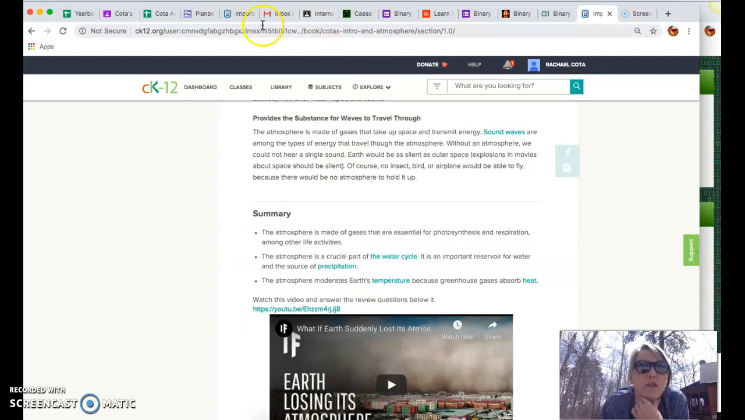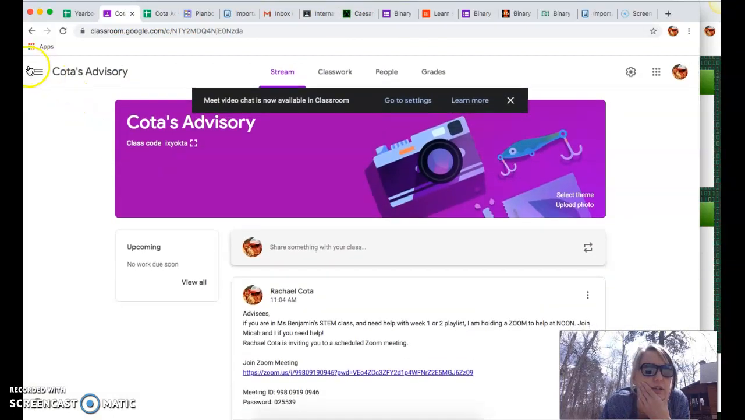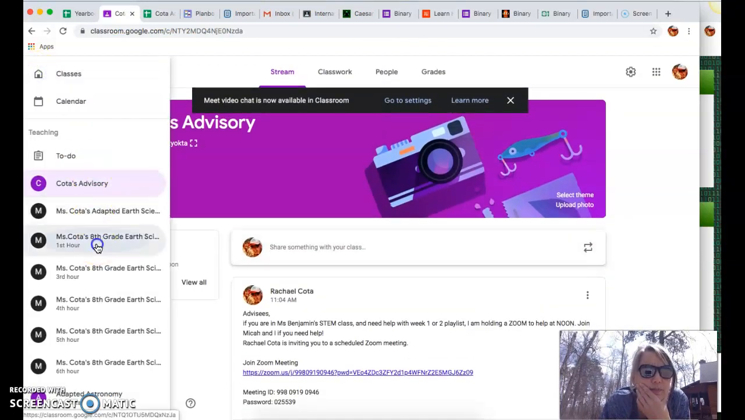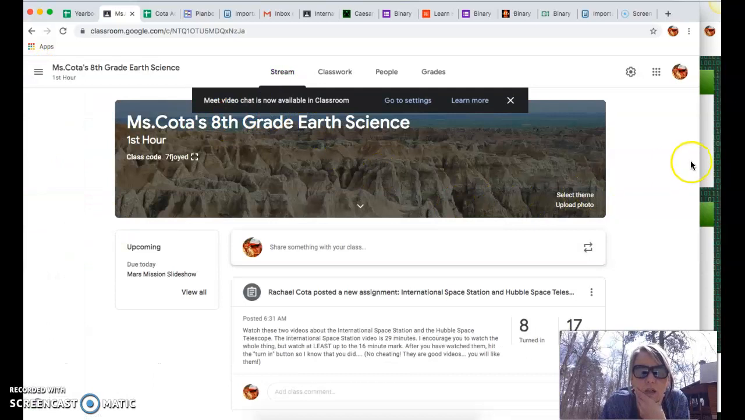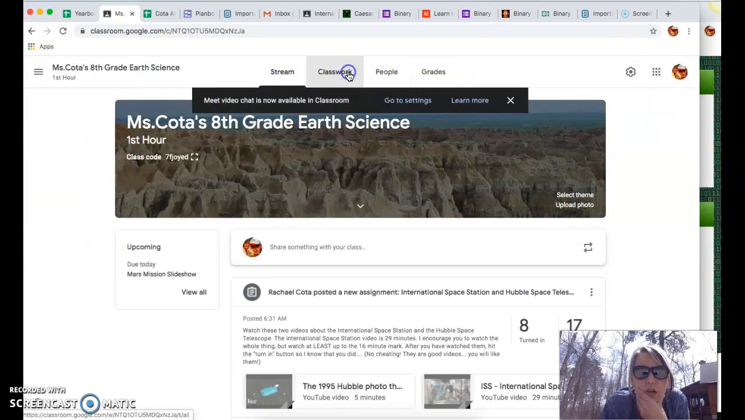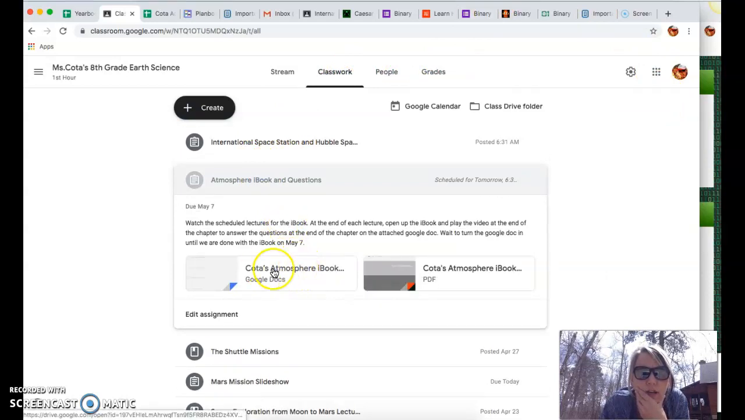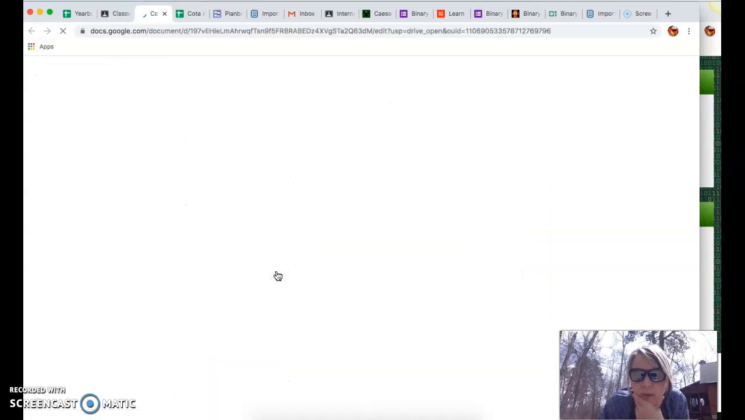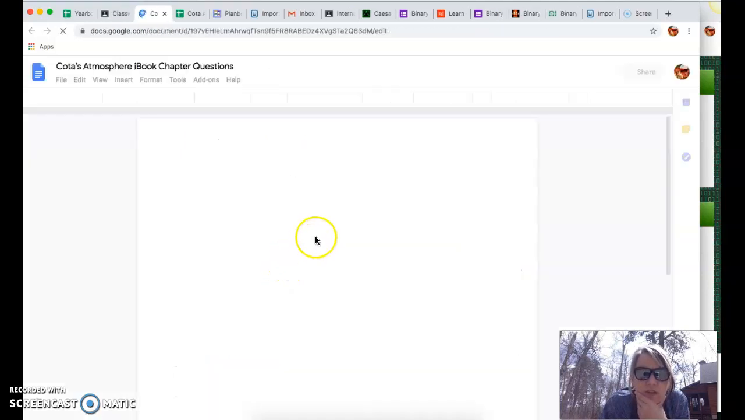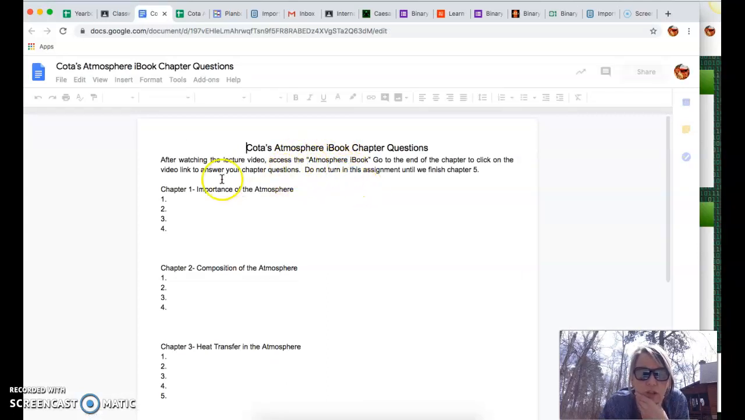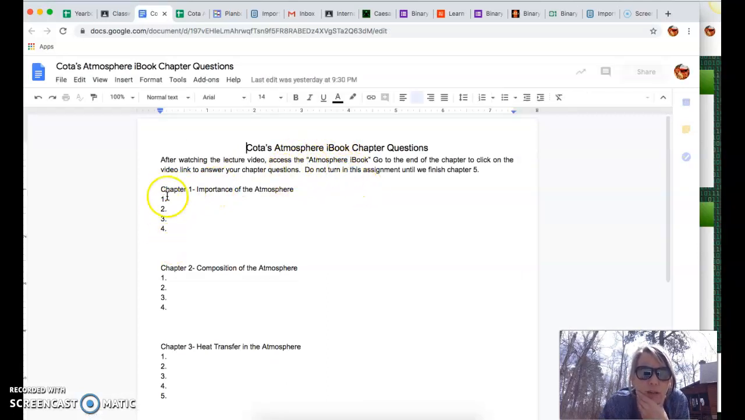If we go into, I'll show you, there it is, on classwork, it's posted here. You'll find the CODA's Atmosphere iBook Google Doc. That's where you answer your questions. You click on that. It'll make a copy for you. And so this is just like the last time, but I think there was some confusion here. So here's chapter 1, and there's the spaces for the questions.